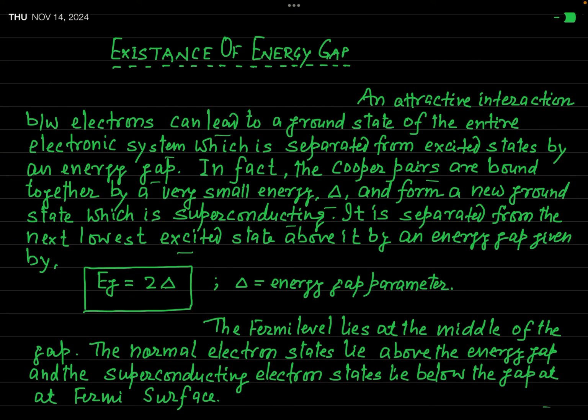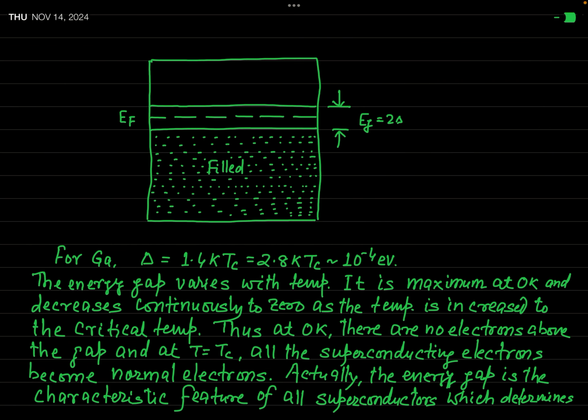You can see in this figure I have shown a superconducting state of the matter, and this is the uppermost level of the filled band. When you say that this is the filled state, it means you are talking about the BCS ground state. This is the BCS ground state, and this state is superconducting in nature, and this state is an excited state.